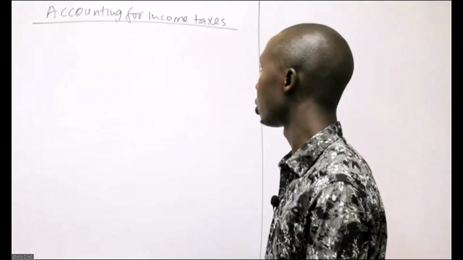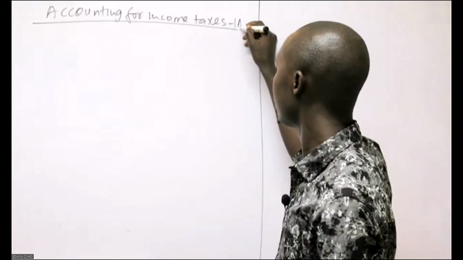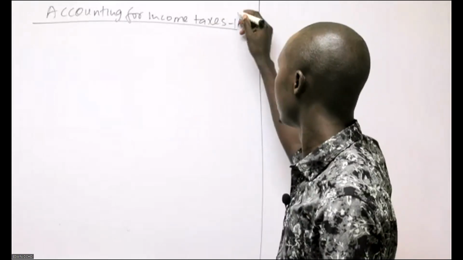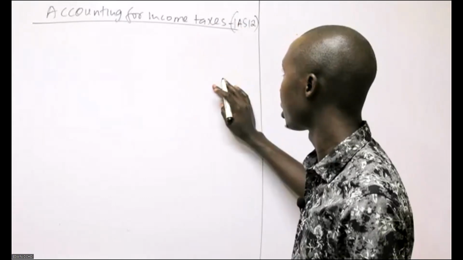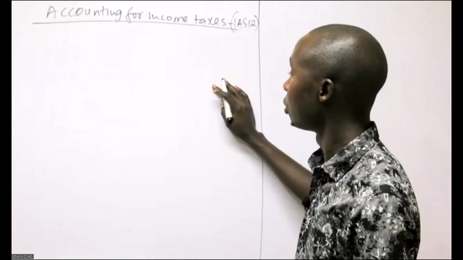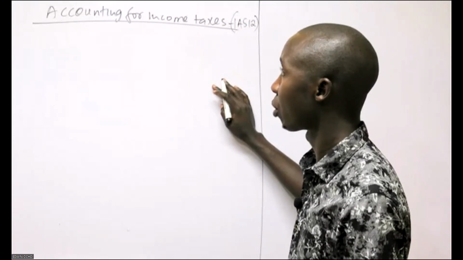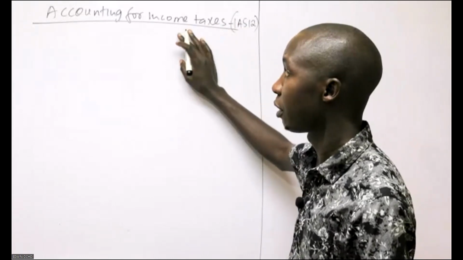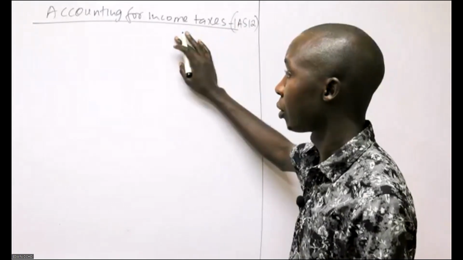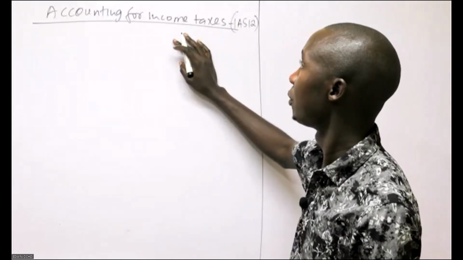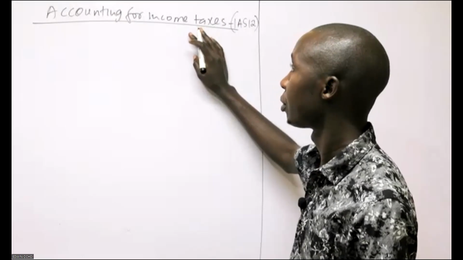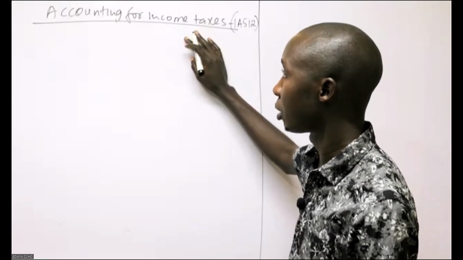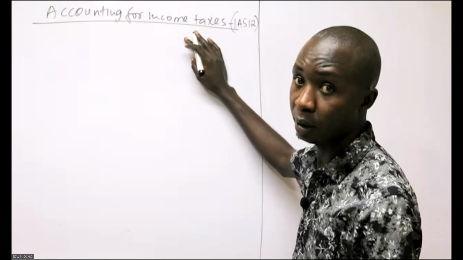Financial reporting and analysis. We are going to talk about a topic under International Accounting Standards 12, IAS 12, the one for accounting for income taxes. Under accounting for income taxes, I will be talking about accounting for current tax and deferred tax.